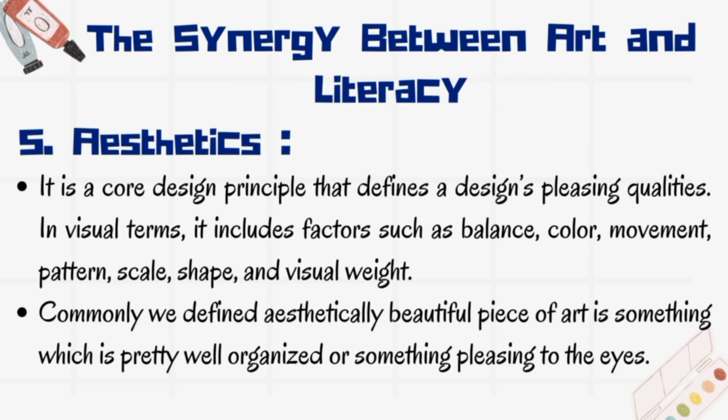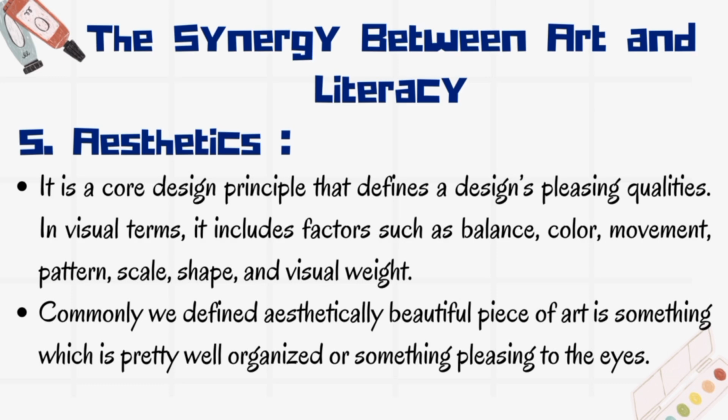So the fifth synergy between art and literacy is aesthetics. It is a clear design principle that defines a design's pleasing qualities. In visual terms, it includes factors such as balance, color, movement, pattern, scale, shape, and visual weight. Commonly, we define an aesthetically beautiful piece of art as something which is pretty, well organized, or something pleasing to the eye.